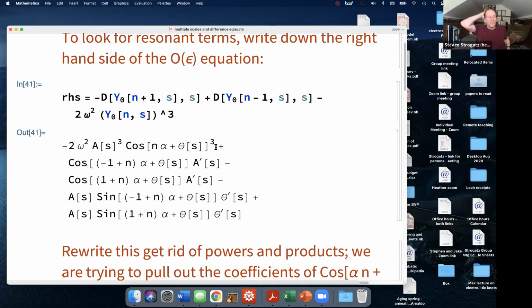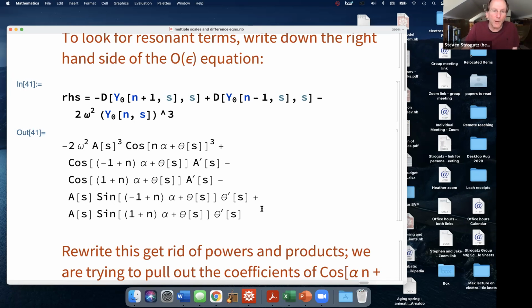And at this point, Mathematica is giving me, first of all, a cosine cubed term, which I don't like. I don't want cosine cubed. I want to expand cosine cubed of something in terms of cosine of the argument and cosine of 3 times the argument. Because the cosine of the argument is what would cause resonance, and the cosine of 3 times the argument doesn't. So I want to expand it like that. I also want to expand all these other cosines in that way to isolate just the resonant terms. Meanwhile, you see I've got various derivatives, a prime of s happening, theta prime of s. So that's all good. Those are going to give me my slow time evolution equations for a and theta.